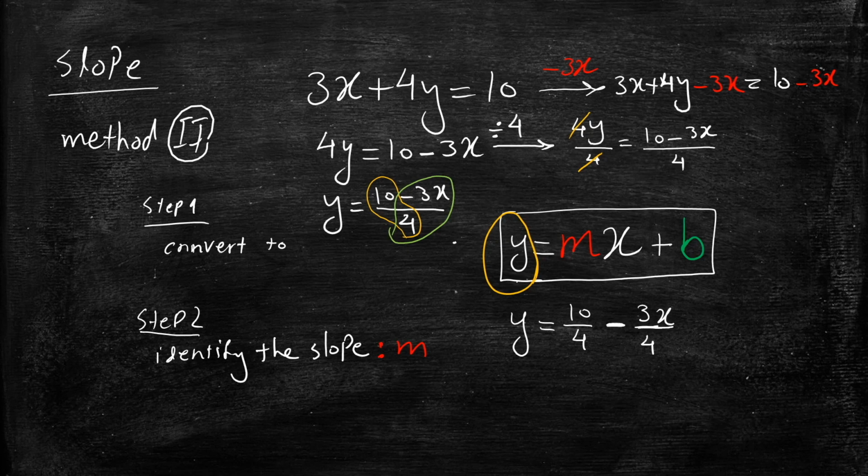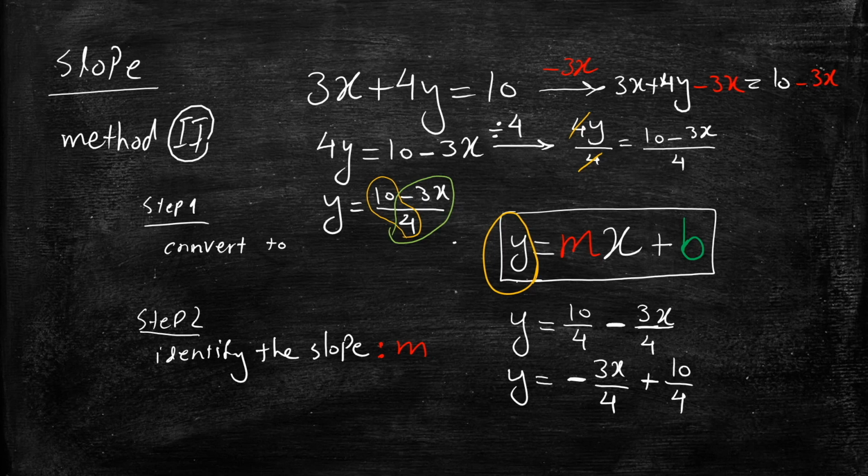over 4. That's great. Now let's just change the order, change the space between 10 over 4 and negative 3x over 4, so we make it look like the general form. Y equals negative 3x over 4 plus 10 over 4. Nice. So you can see now m is what is multiplied by x.